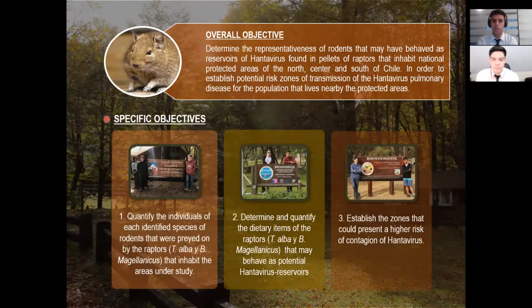Then we broke this up into 3 specific objectives. The first one, to quantify the individuals of each identified species of rodent that were preyed on by the raptors that inhabit the areas under study. Then, to determine and quantify the dietary items of the raptors that may behave as potential hantavirus reservoirs. And finally, to establish the zones that could present a high risk of contagion by hantavirus.